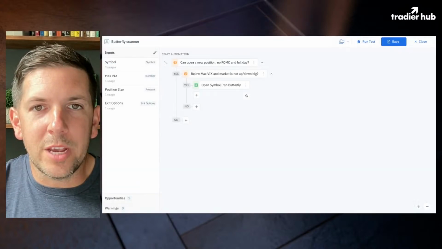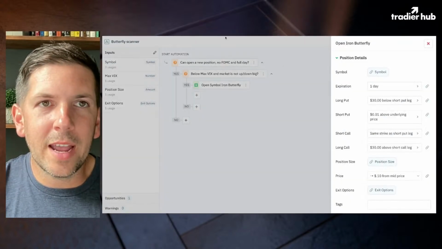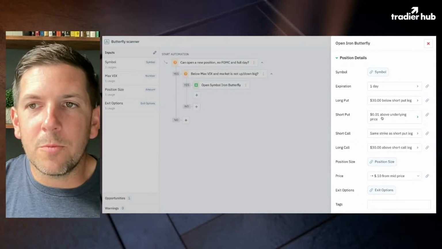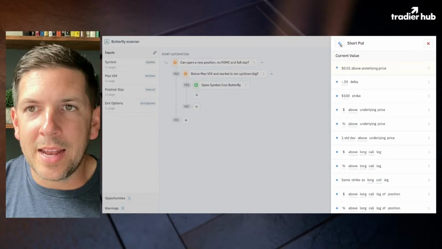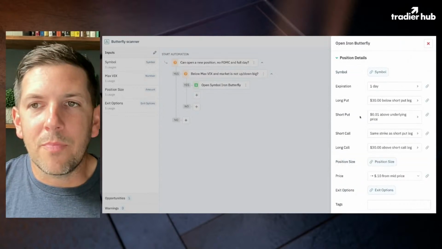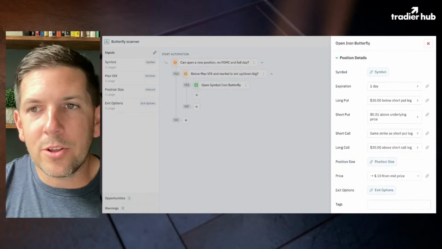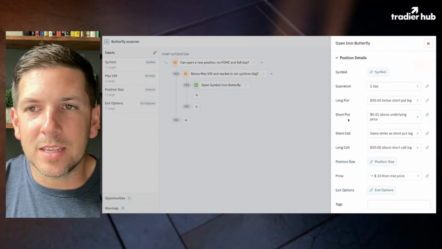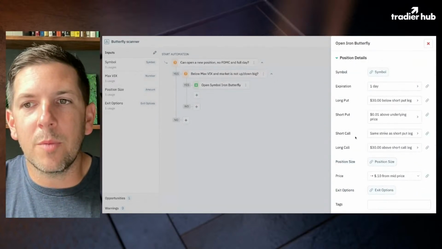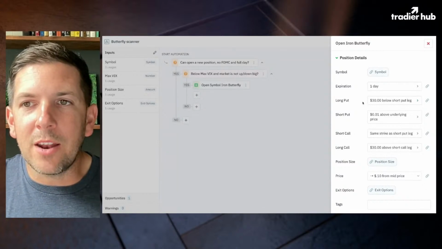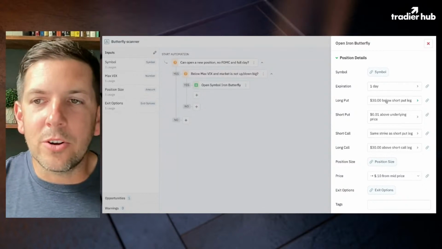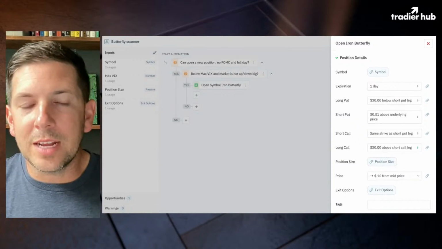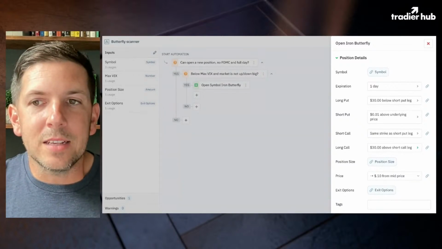We'll go back to our automation, go back in here and open up our open position action. So this is where we get the short put. We're just going to set that short put at just a penny above the underlying price. That'll default to the next strike, whatever the closest strike is. We set our short call as the same strike as the short put. That's how we match up those two strikes for our iron butterfly. And then we set our long put leg to be $30 below and our long call leg to be $30 above. That's how we get those further out ends that we're going for.